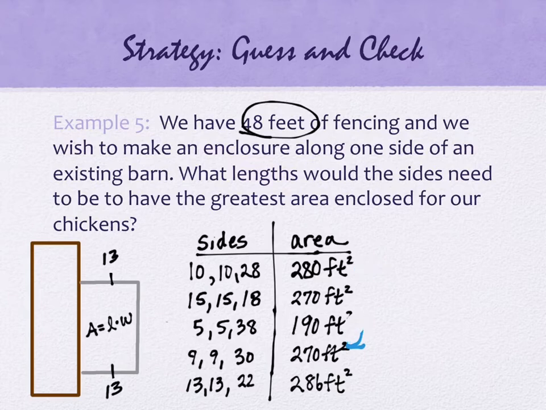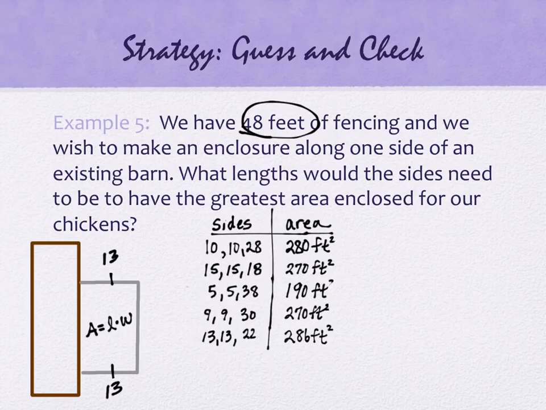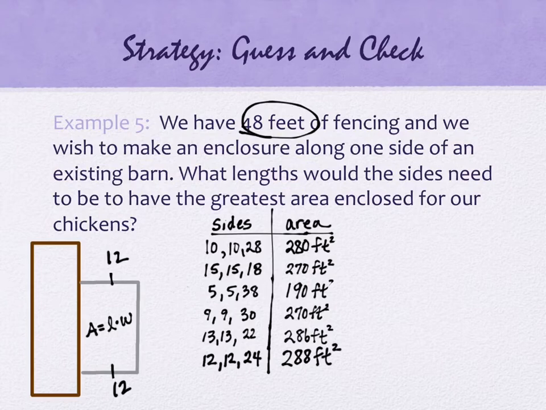What else might I guess? 12? Okay, so let's go with 12 on the top and bottom. So I have 12, 12, and what? 24. Ooh, 288. That's even a little bit better.